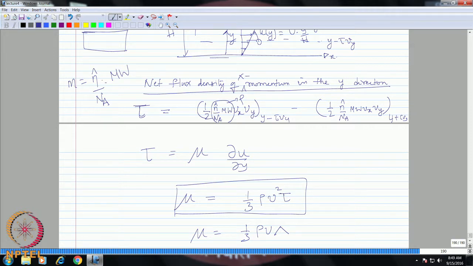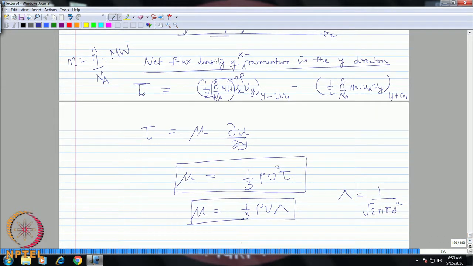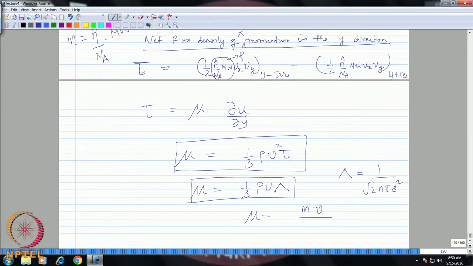Okay. So, therefore, for the case of gases, from the kinetic theory we have derived the expression for the mean free path, which is 1 by square root of 2 n pi d square, right. So, that can be substituted here for gases, and you will have the final expression as the mass times velocity divided by 3 pi d square, and we have a square root of 2 also.